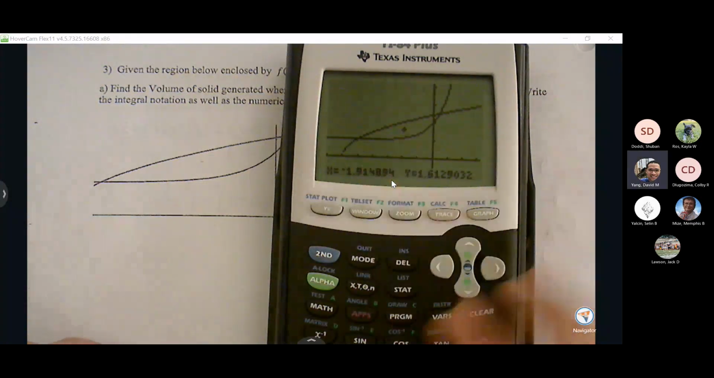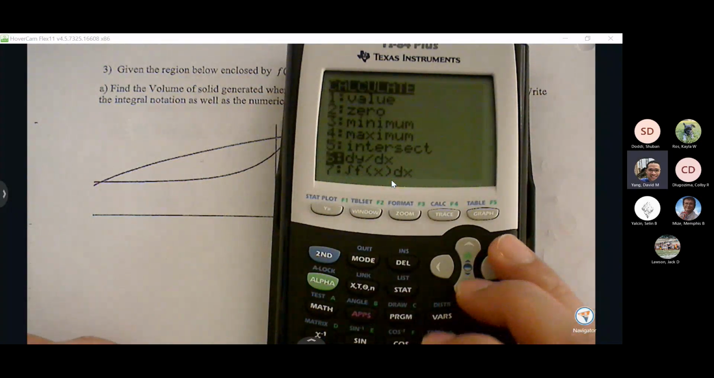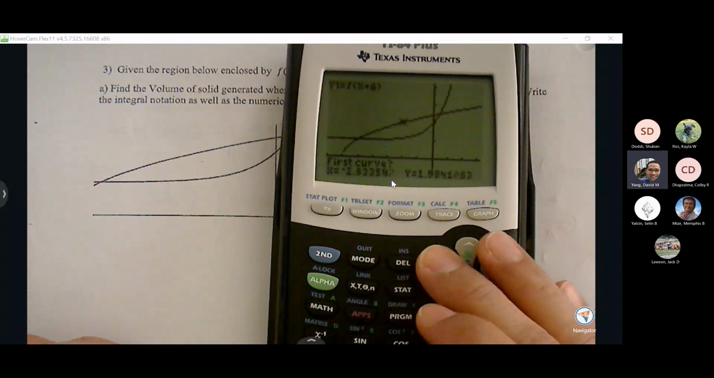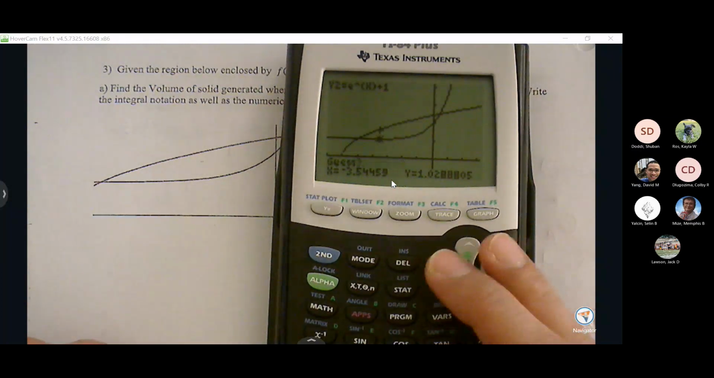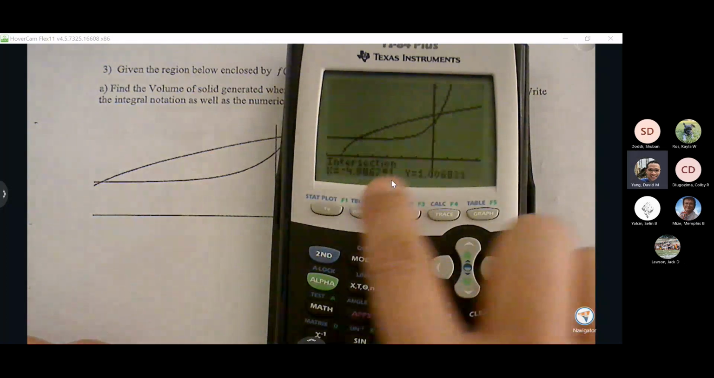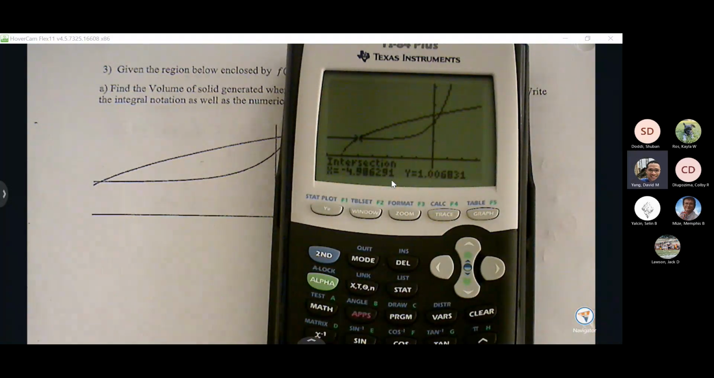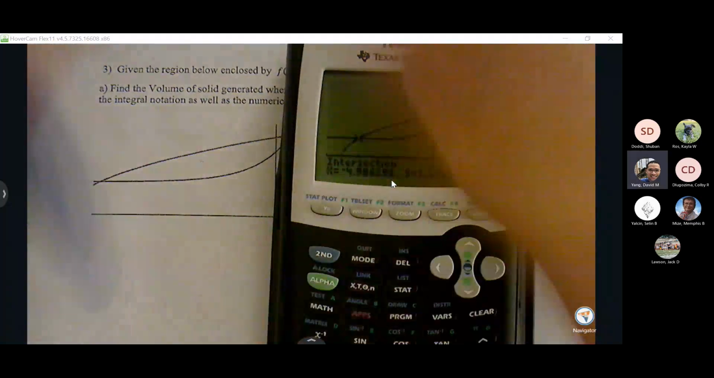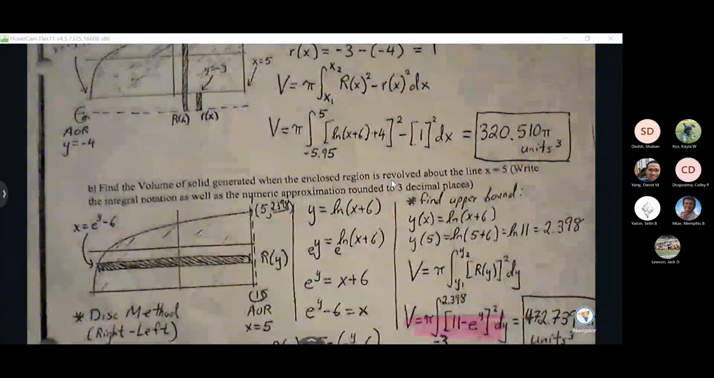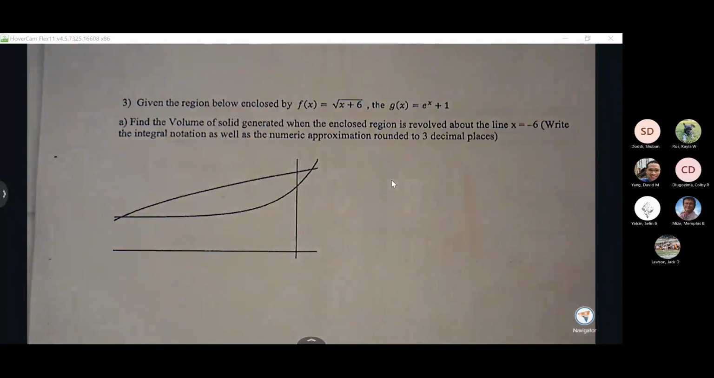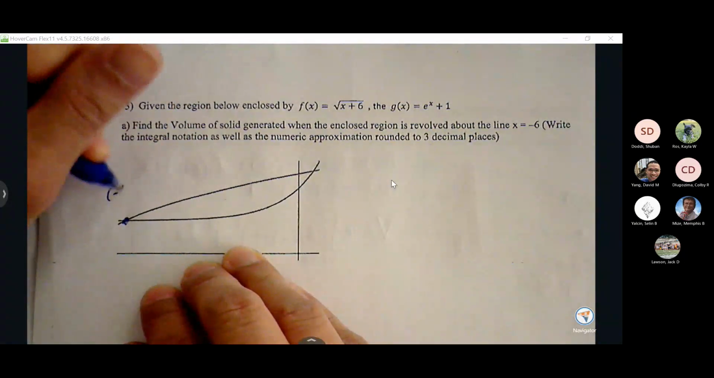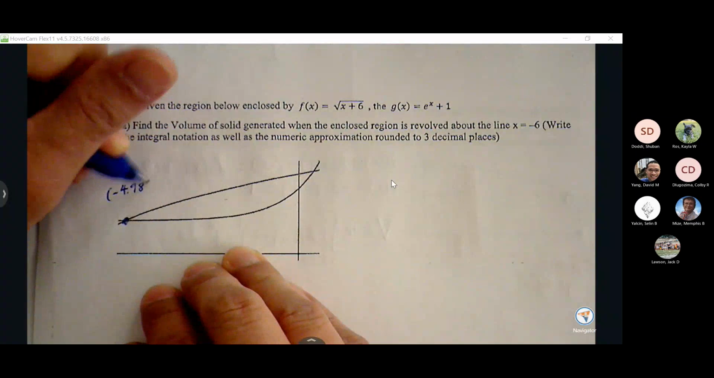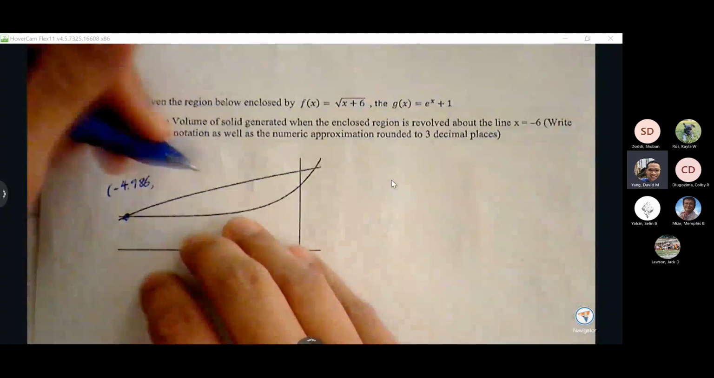All right, so I want to find this intersection first. Do second trace intersect. Pick a point near your first intersection. Enter. Make sure your cursor is sitting on the other graph. Enter again. It'll find the first intersection for you, -4.982. I'll go ahead and write down both the ordered pairs. -4.986.